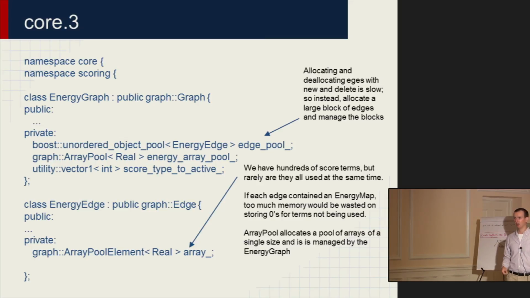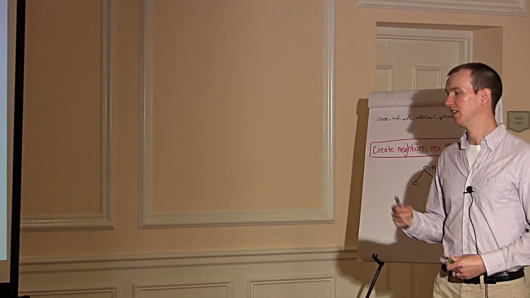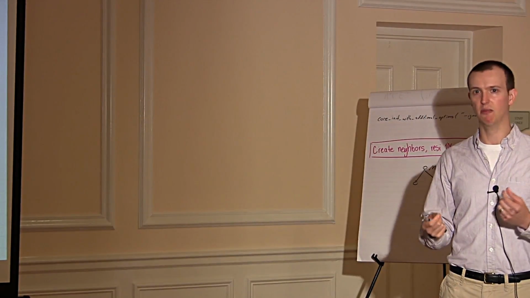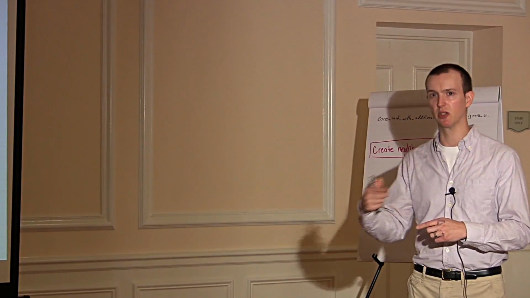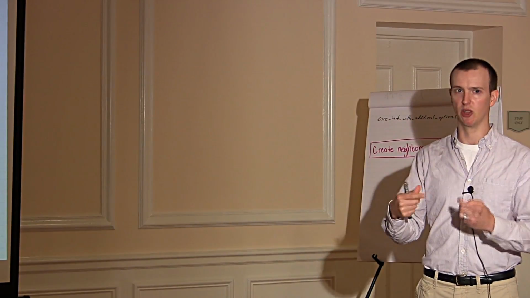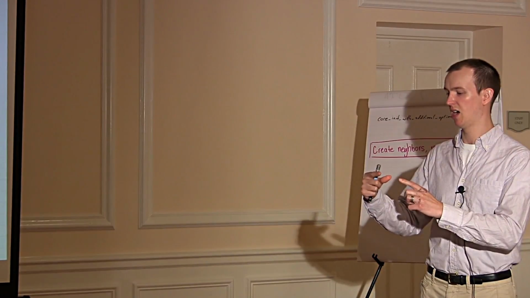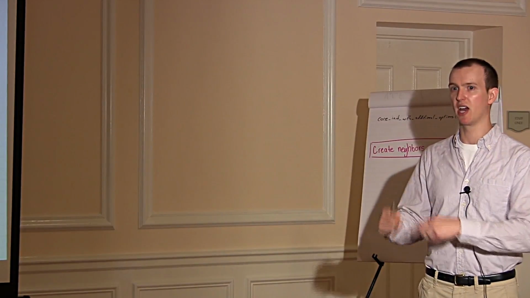It's a variant on the boost object pool. It's not actually part of a boost standard. For those of you watching at home, you won't find this in Boost. It's just a slight edit of the Boost code that I've added to Rosetta that lets you allocate blocks of edges all at once. And then when you allocate new edges, if you've got space in an existing block, then you can just pull one of those entries in that block out and use that as your edge.